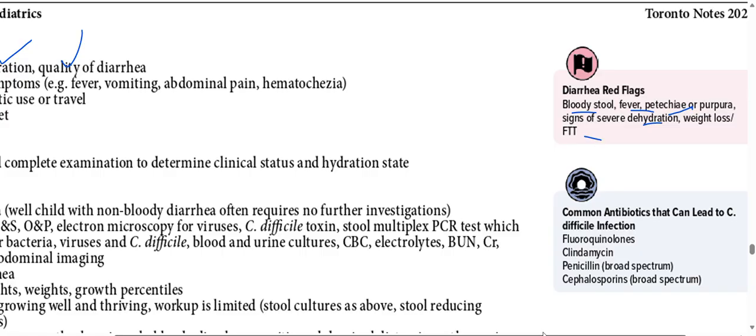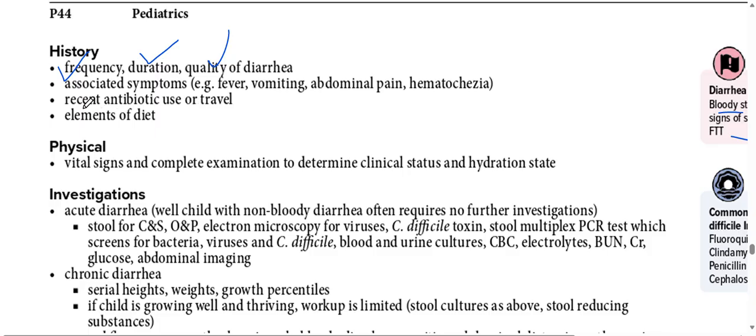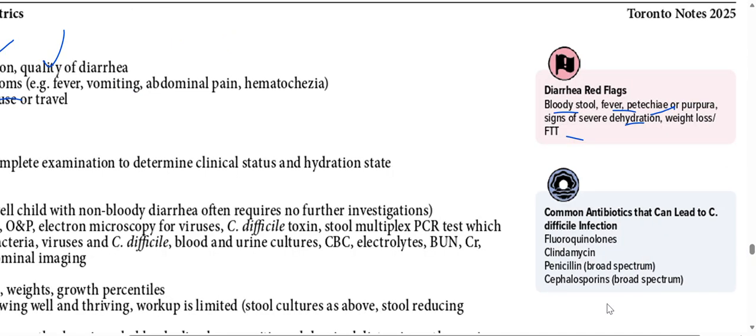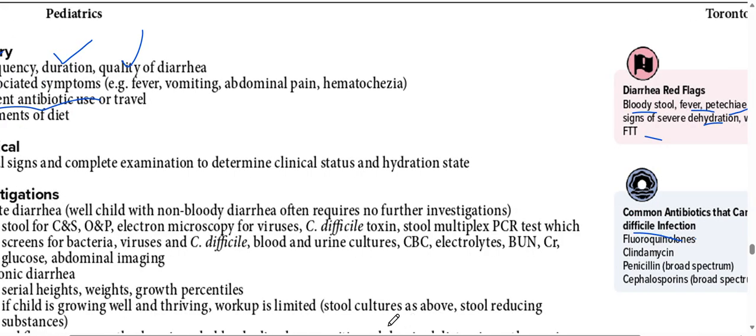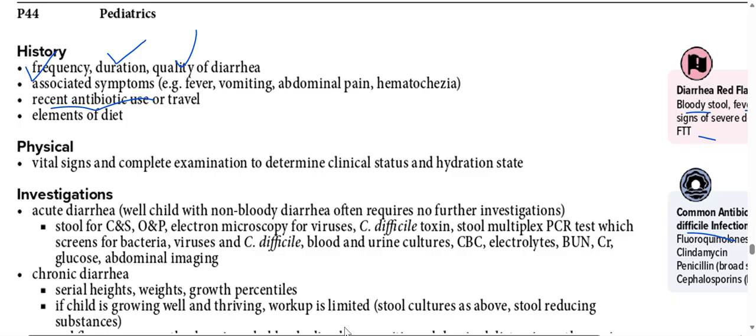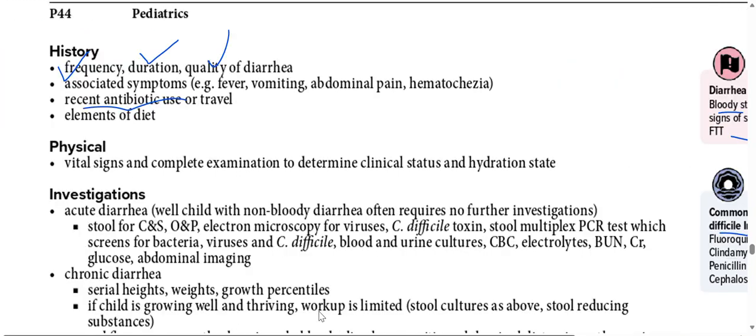Next, we need to know the associated symptoms. Recent antibiotic use can also lead to which type of diarrhea? Clostridium difficile diarrhea can occur because of use of antibiotics like fluoroquinolones, clindamycin, penicillins and cephalosporins. So this can be an MCQ: the child was taking these antibiotics, like cephalosporins, fluoroquinolones, clindamycin, penicillin, and diarrhea happened. So what is this diarrhea called? This is known as Clostridium difficile diarrhea.